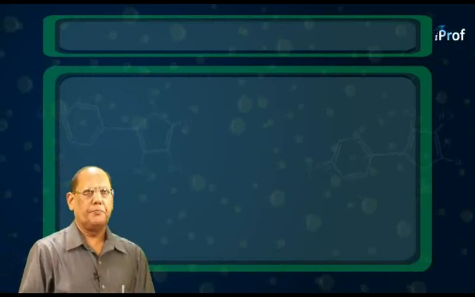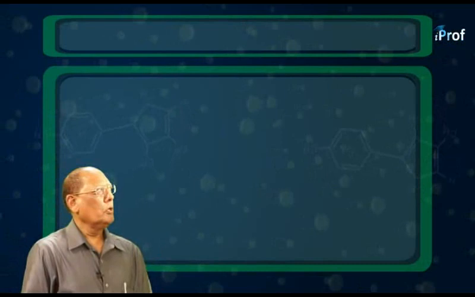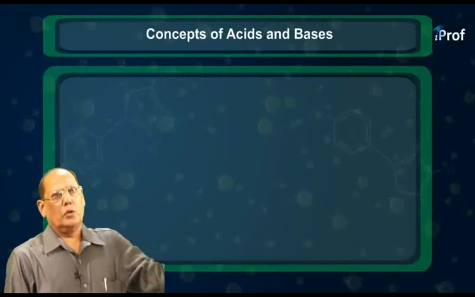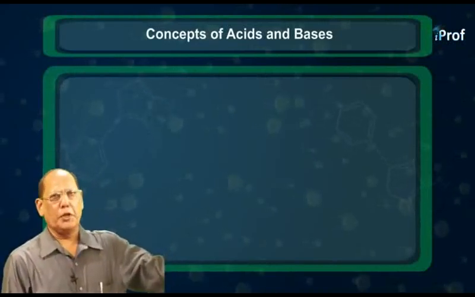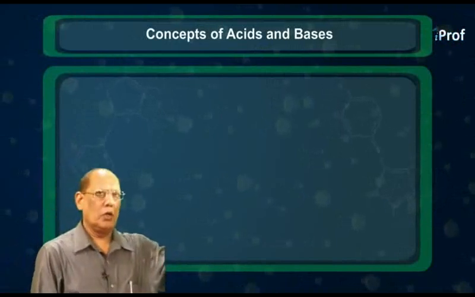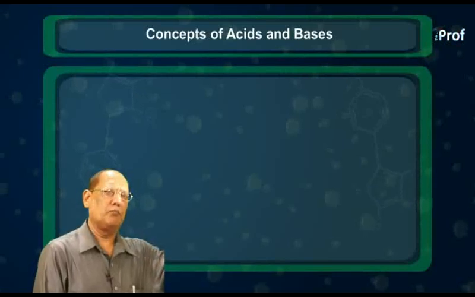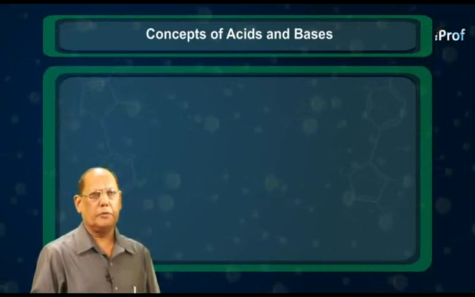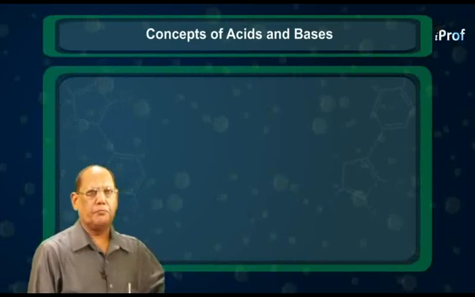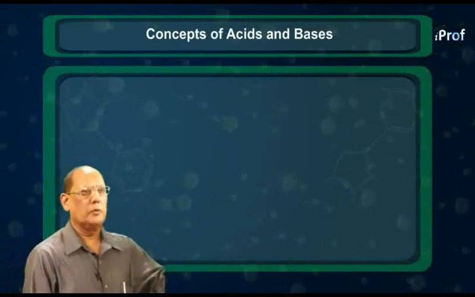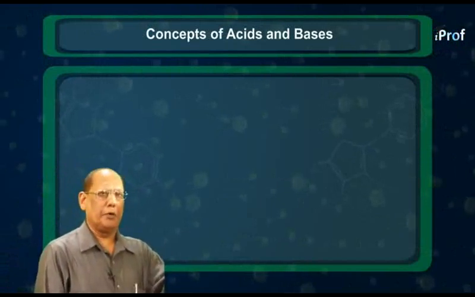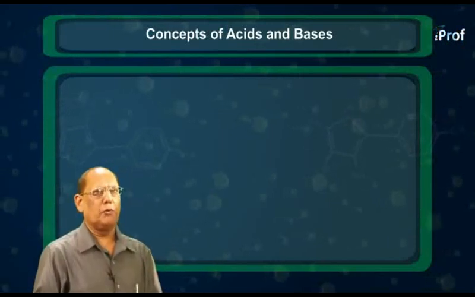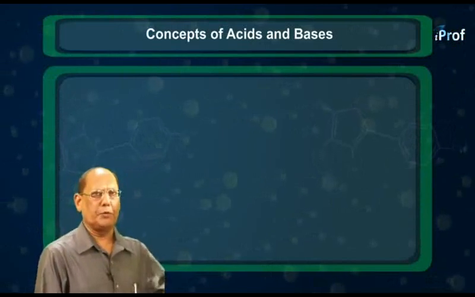Now we shall deal with the second part of this chapter, that is concepts of acids and bases. Unfortunately, so many concepts of acids and bases have developed in the field of chemistry that sometimes it is remarked that the chapter of acids and bases has been the most notorious chapter of the history of chemistry. Anyway, we do not have to deal with all the different concepts. We have to deal with only three concepts which are in our course.